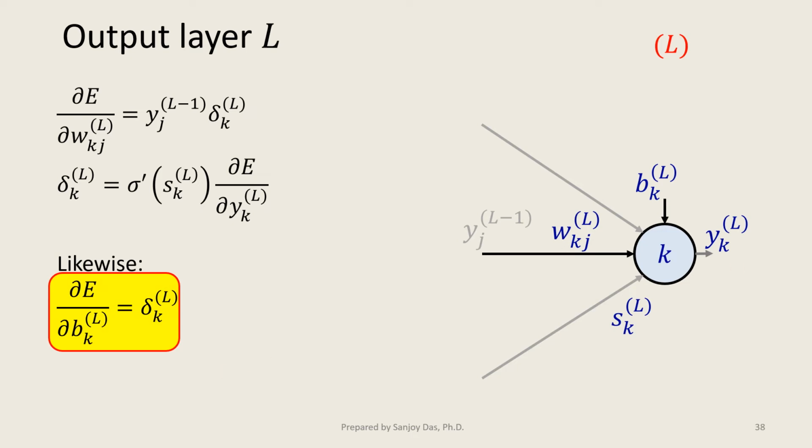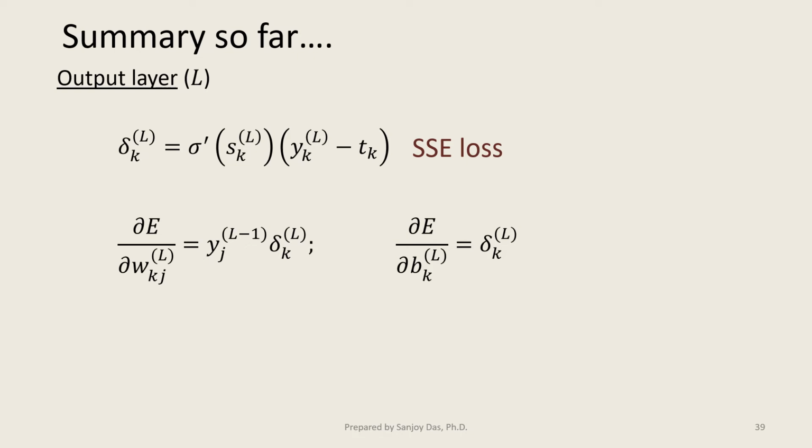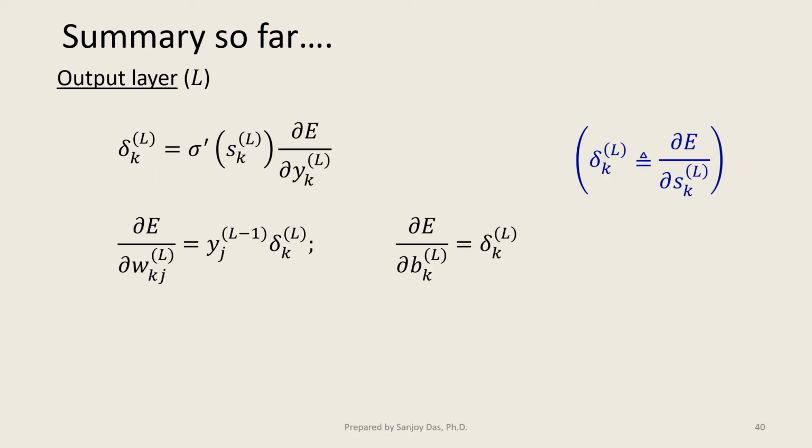And let's highlight it. So this is what we have seen so far. These are the expressions that we have highlighted. This is specifically for the SSE loss, and for the more general case, this is the expression for the delta of any neuron, and the derivative of the loss with respect to the weights and biases are defined in terms of the deltas. This is the definition of the delta. Now, I'll use the same definition for the neurons in the other layers too. Keep this in mind.